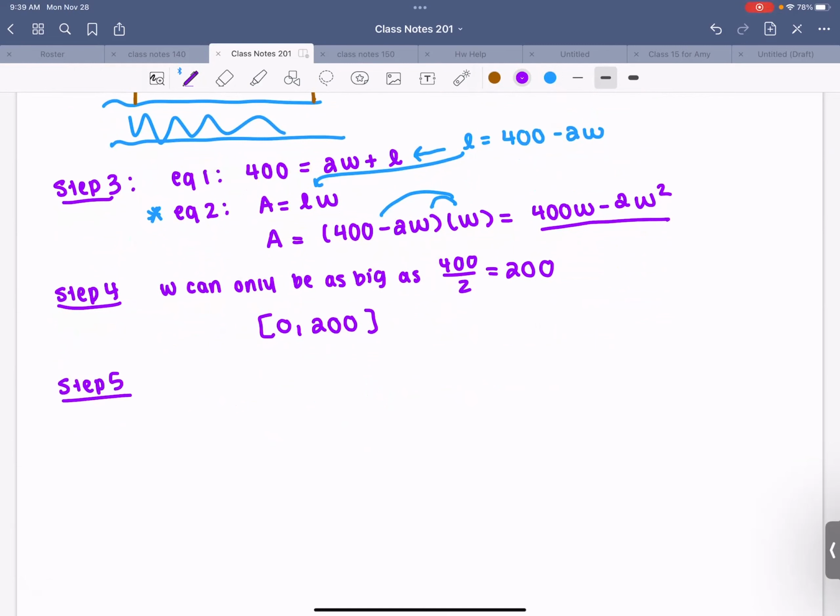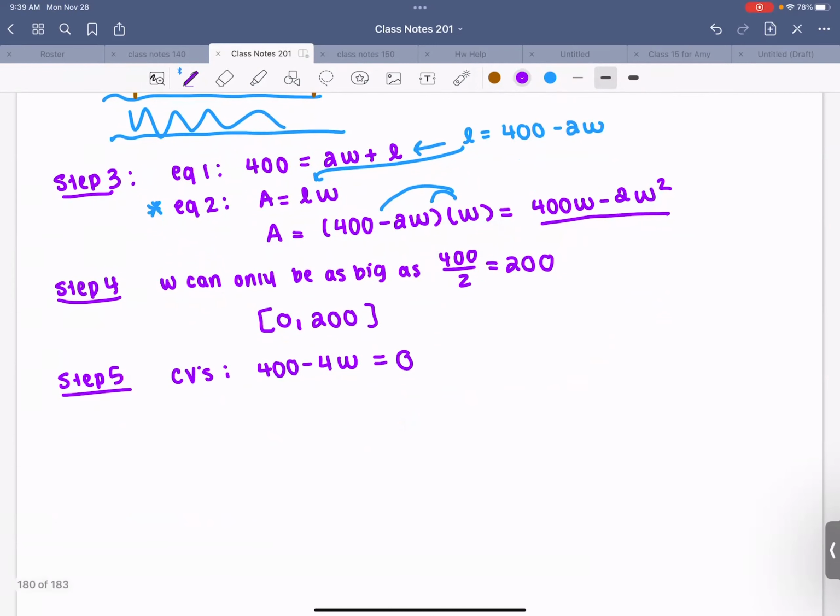We wanted to use the closed interval method, which means first we have to find some critical values, right? What's the first derivative of my function? 400 minus 4W. Perfect. I'm setting that equal to 0. Solving for W, we have negative 4W equals negative 400. So W equals 100. That's my critical value.